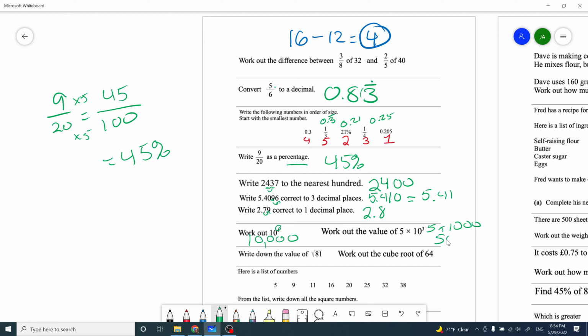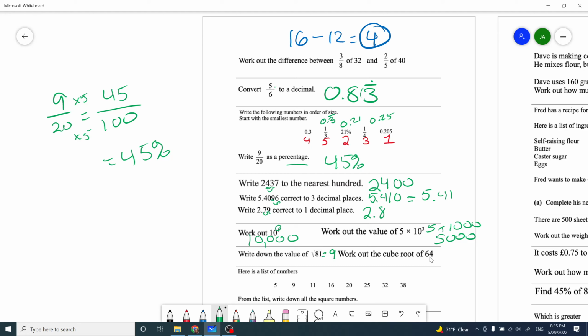And so this is going to give me 5,000. Here we need to write down the value of the square root of 81. What number times itself is 81? Hopefully by now we know this number is 9, right? 9 times 9 gives us 81.